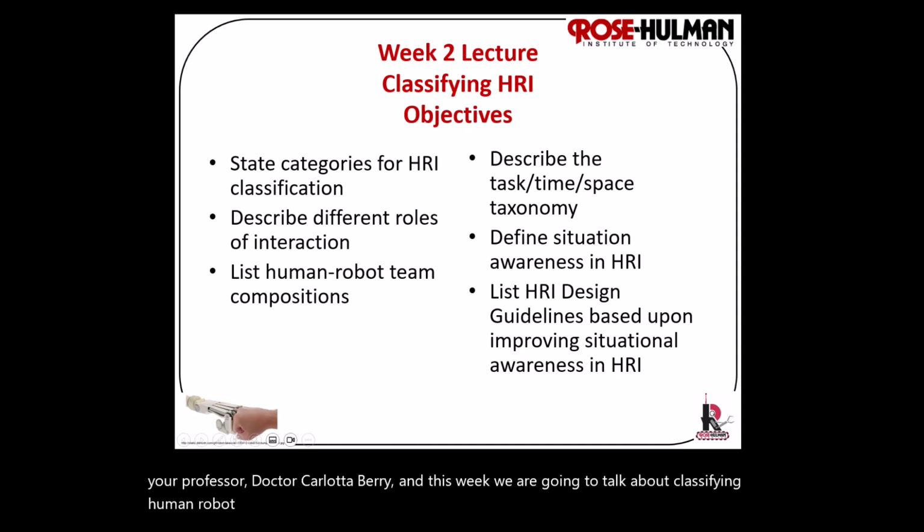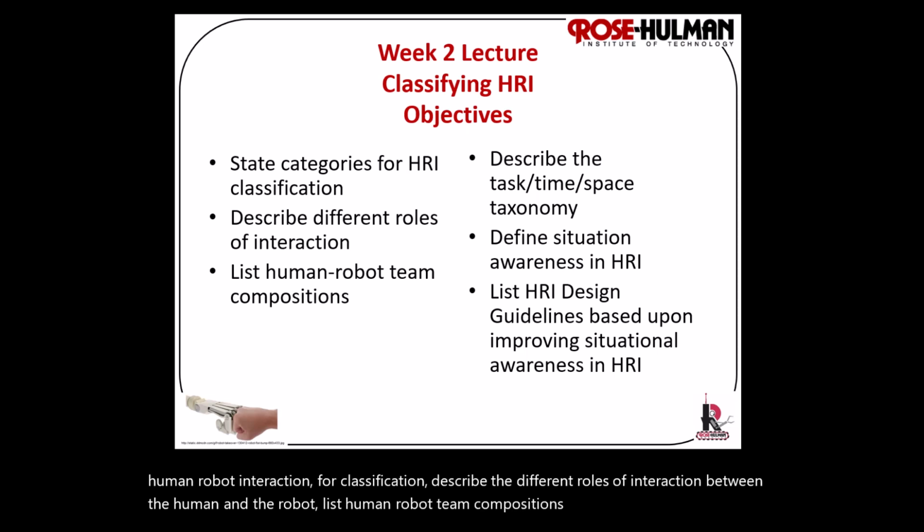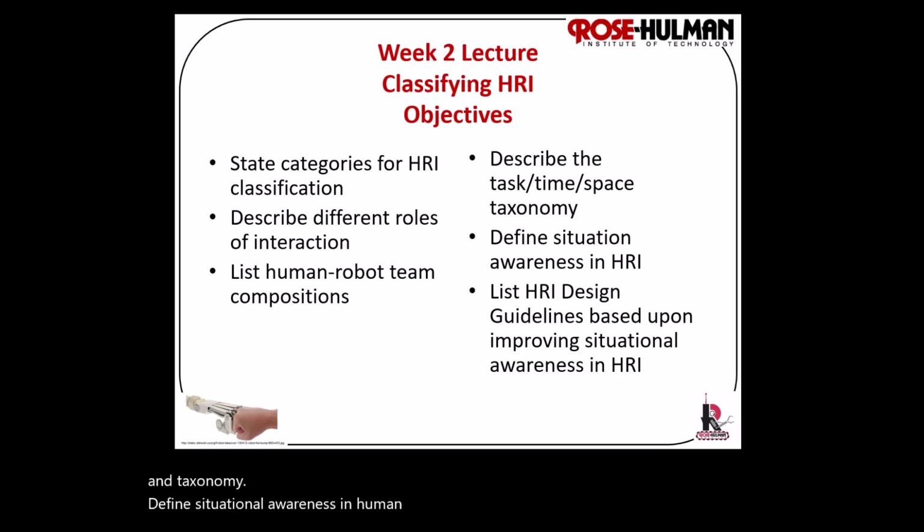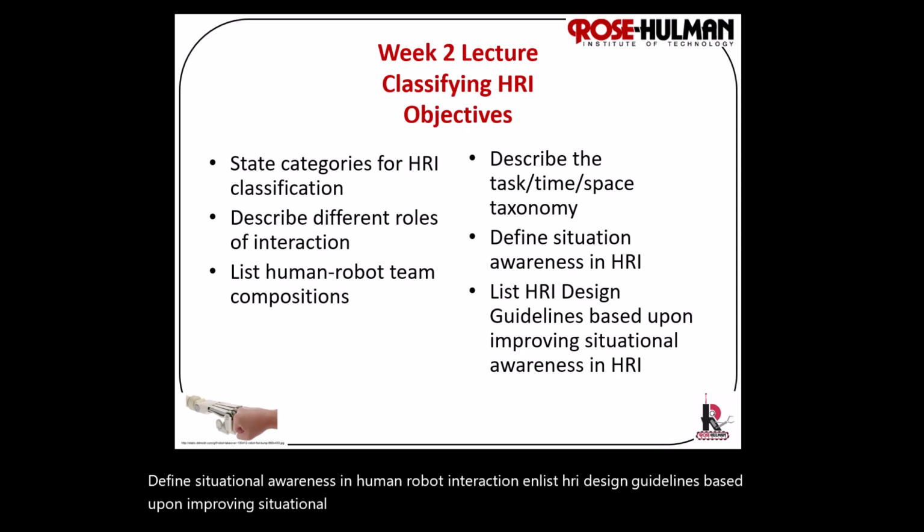The objectives for today's lecture are to state the categories for human-robot interaction, for classification, describe the different roles of interaction between the human and the robot, list human-robot team compositions, describe the task, time, space, and taxonomy, define situational awareness in human-robot interaction, and list HRI design guidelines based upon improving situational awareness in HRI.